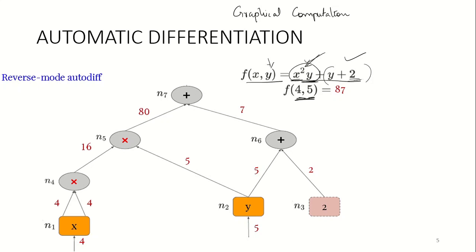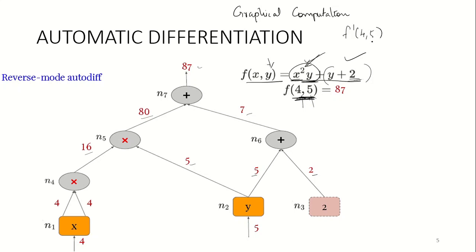Its final answer will be 87, because here x is 4, 4 into 4 is 16, then 16 into 5 will give you 80, and here 5 plus 2 will give you 7, then 80 plus 7, 87 is the final answer for the function at x equal to 4 and y equal to 5. And now we want to find out the derivative of this function at this particular point, that is, we have to find f'(4,5).